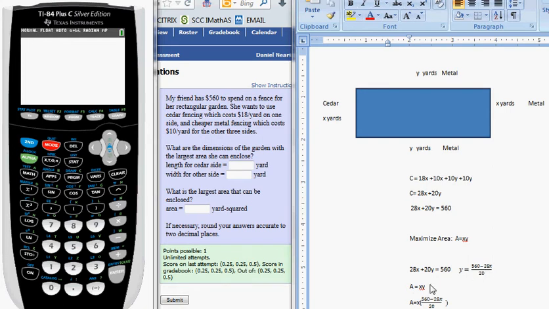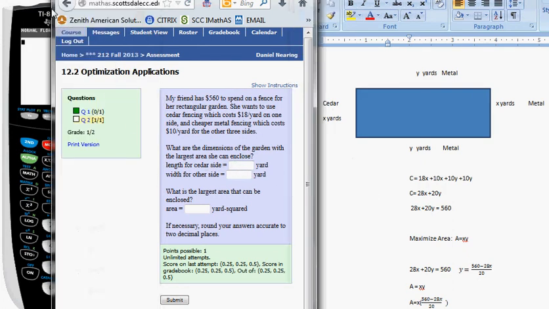So if I was to make that substitution, we would have the area formula entirely in terms of X, which is perfect. I can type this into my Y1, I can graph it, I can use my max feature, and to wrap my mind around it, my input would be X, which would represent the number of yards of cedar I'd have to use, and that would go in for this blank right here, the length for the cedar side.